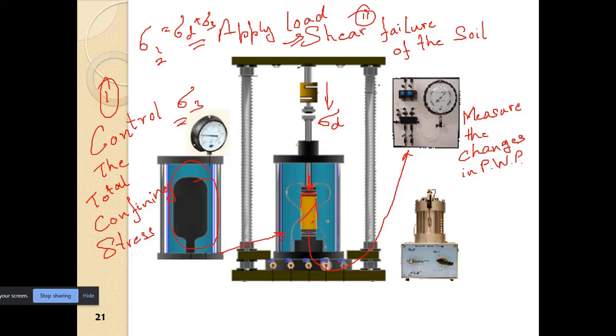Now if we want to do a drained test, we will see what is drained and undrained. In that case, we can also control the drainage from and within the sample. So we will also have the drainage control. In that case, what we will measure is the volume change of the sample, the delta V of the sample.